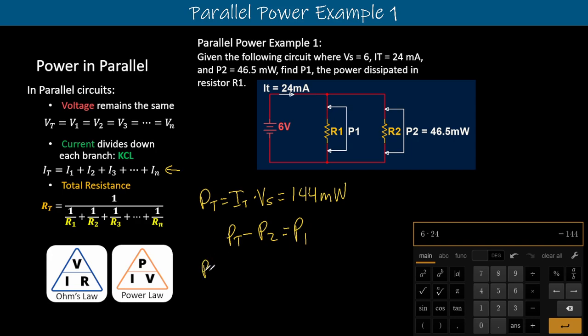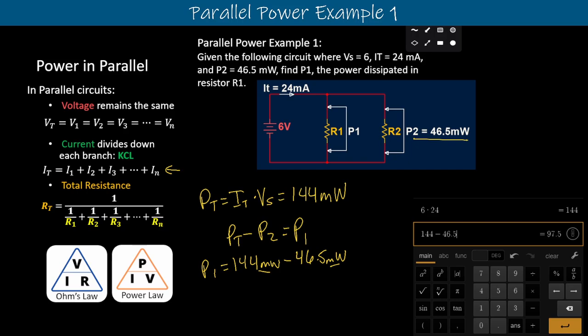We can say that P1 is equal to 144 milliwatts, that's our total power, minus what we were given for P2, 46.5 milliwatts. Since they're both in milliwatts, we don't have to account for those. We just know that the answer is also going to be in milliwatts. So we'll say 144 minus 46.5, that gets us 97.5. So P1 is equal to 97.5 milliwatts.